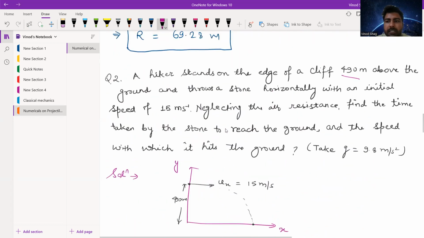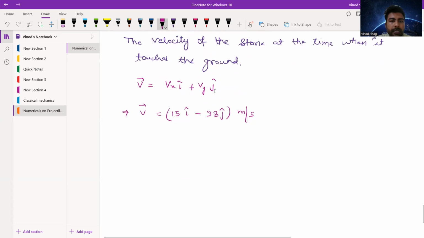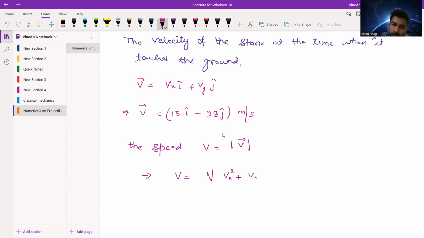So this will be the final velocity. And what they have asked, speed. Okay. So we know that velocity contains magnitude and direction both. So here it is containing the direction 15 i cap minus 98 j cap. So for speed, what we are going to take? We are going to take the magnitude of the velocity. So here the speed will be v equals magnitude of v vector, that is nothing but v equals square root of vx square plus vy square.